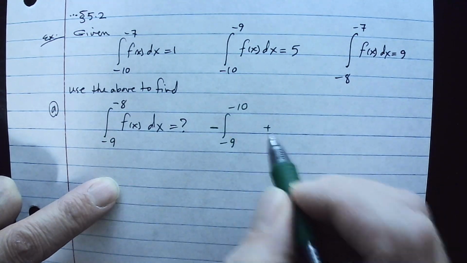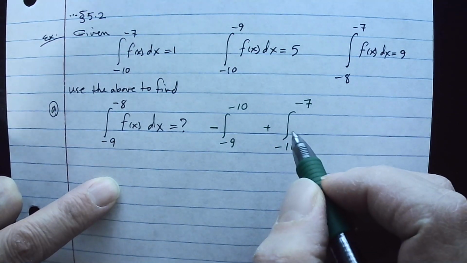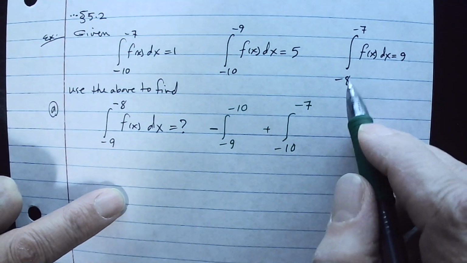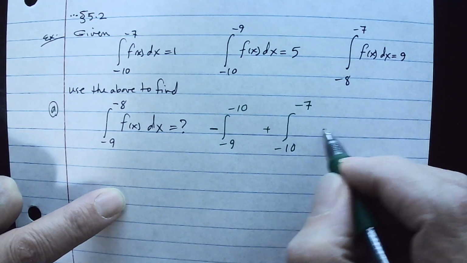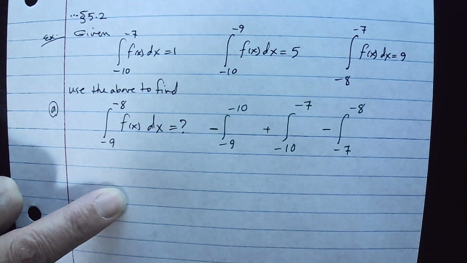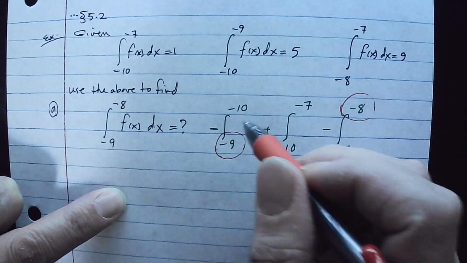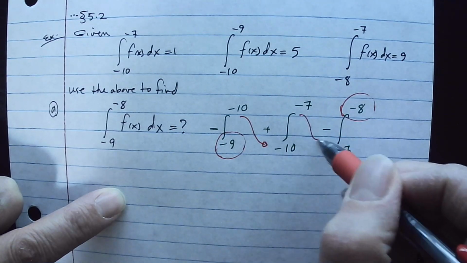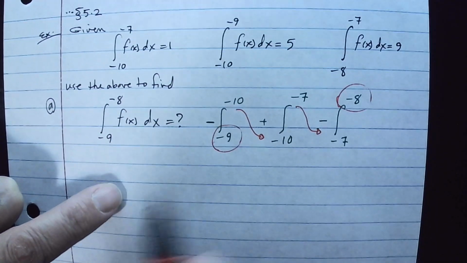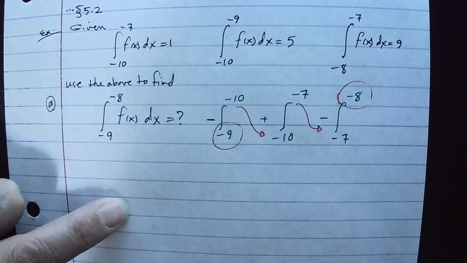here, so we can add this -10 to -7, and finally we can come to this one where we need to start with -7, so as we switch this and subtract, so -7 to -8. So here notice that we start with -9 and end with -8, going to -10, then with -10 to -7, then -7 to -8. So we need to put these integrals taking care of the signs here.